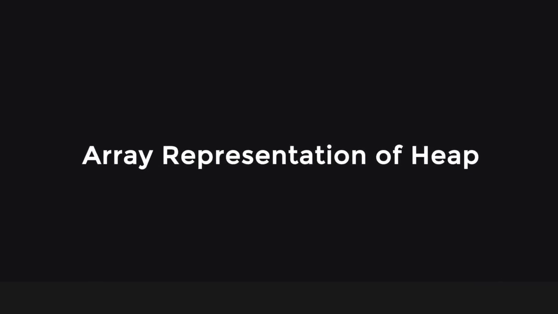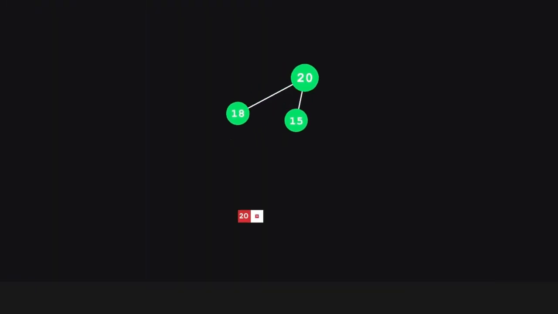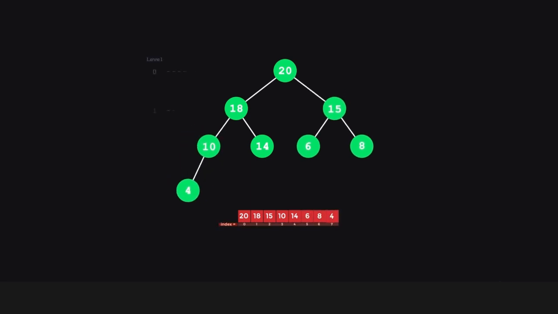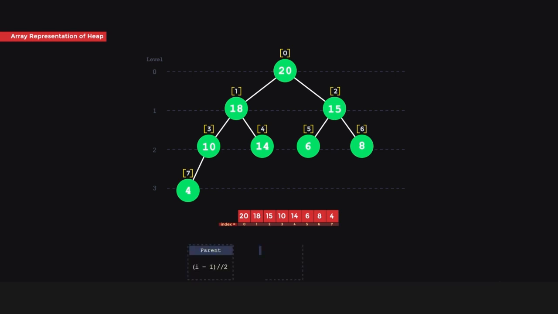Hello and welcome to the lecture about array representation of heap. A heap data structure is typically represented as an array. Basically, we will start with the root element at index 0, and the rest of the tree will go from left to right until filling all the values. There is a relationship between parent and child nodes, and we will see it in the array structure.